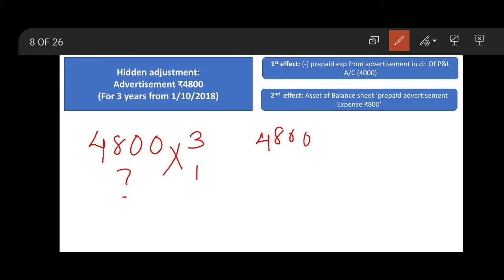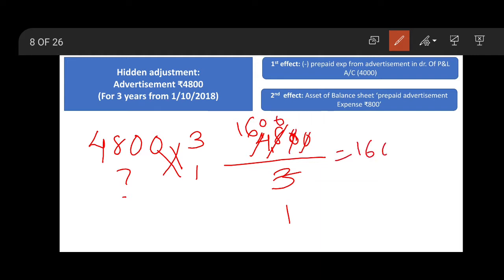4800 upon 3. 3 ones are 3, 3 ones are 3, remains 1. 3, 6 are 18. So 0 0 comes up. 1600 for 1 year.